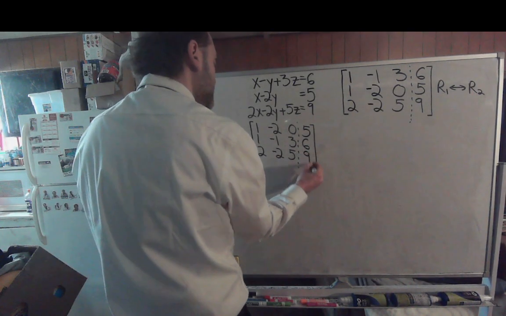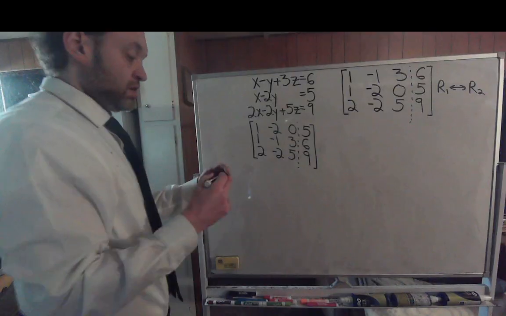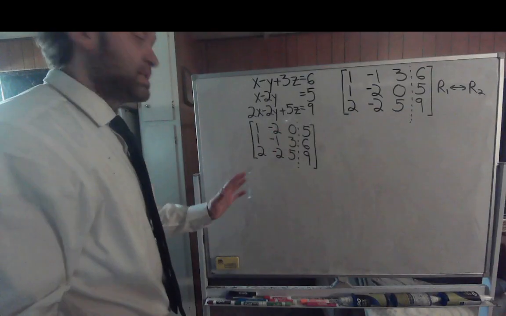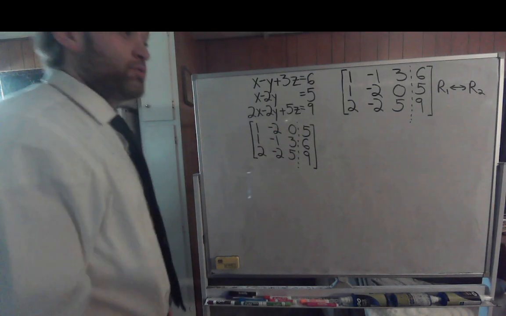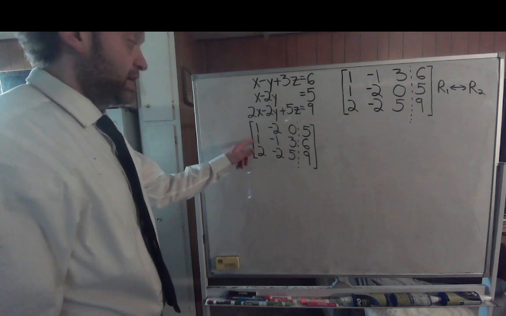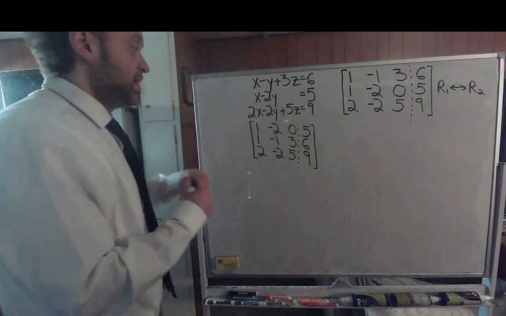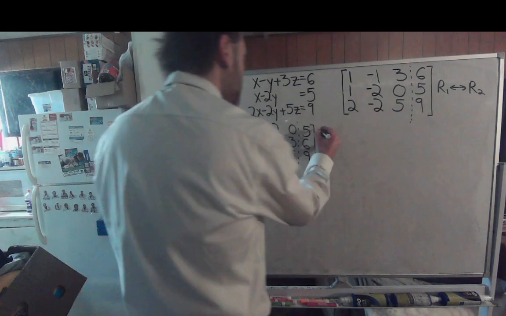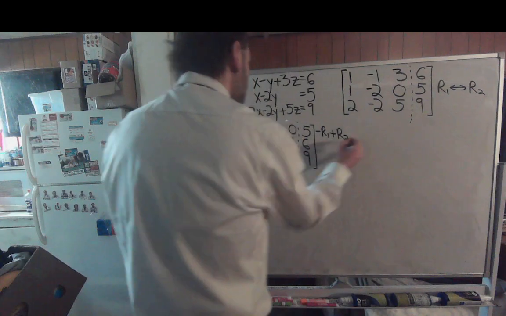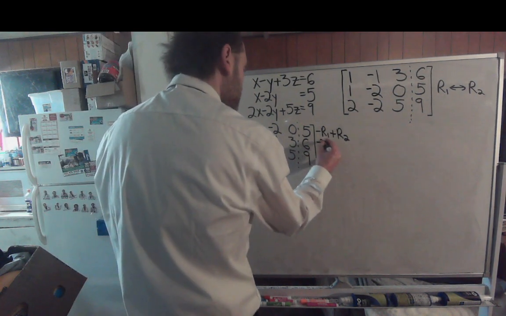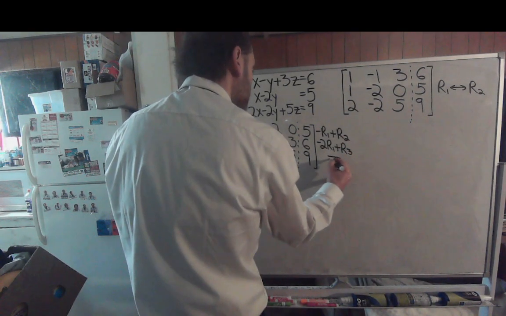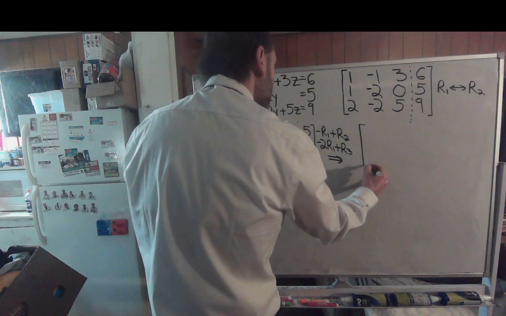So 2, negative 2, 5, and 9. Now we've got it to where we already have one of the zeros that we need. That's perfect. Now we can proceed with making the first digits of rows 2 and 3 become zeros. If I take the negative of row 1 and add that to row 2, and then take negative 2 times row 1 and add that to row 3, I'll make that happen in both rows. So let's go ahead and do that here.